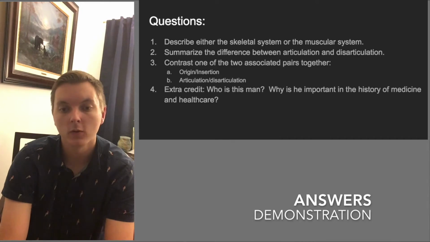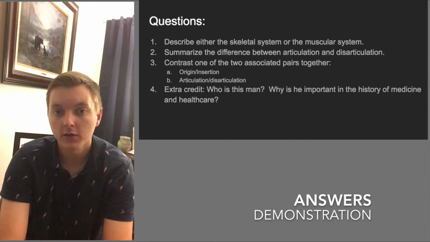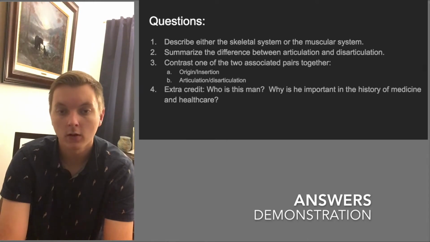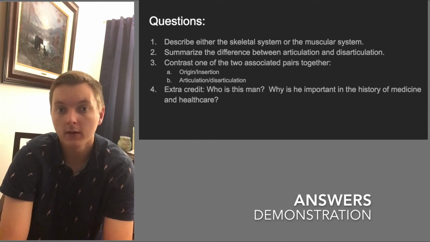The second answer corresponds to this question. Summarize the difference between articulation and disarticulation. In many anatomy books, disarticulation occurs with amputation. Articulation, like the pigeon or toad, typically is not disconnected. Have you ever heard of the phrase an articulated skeleton?